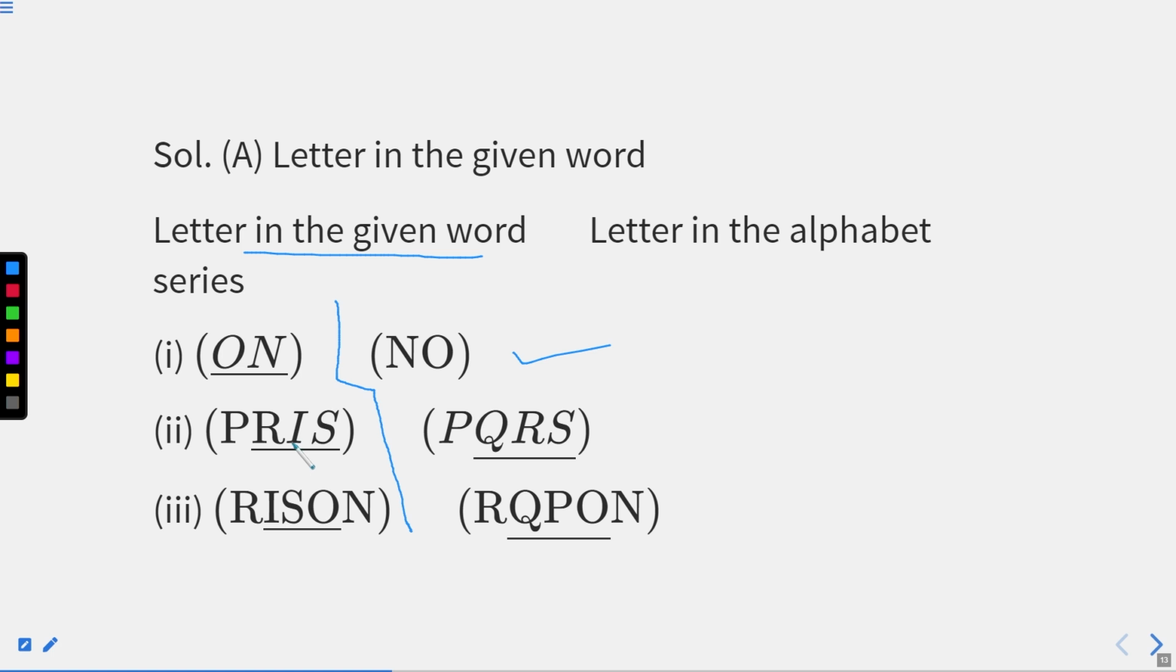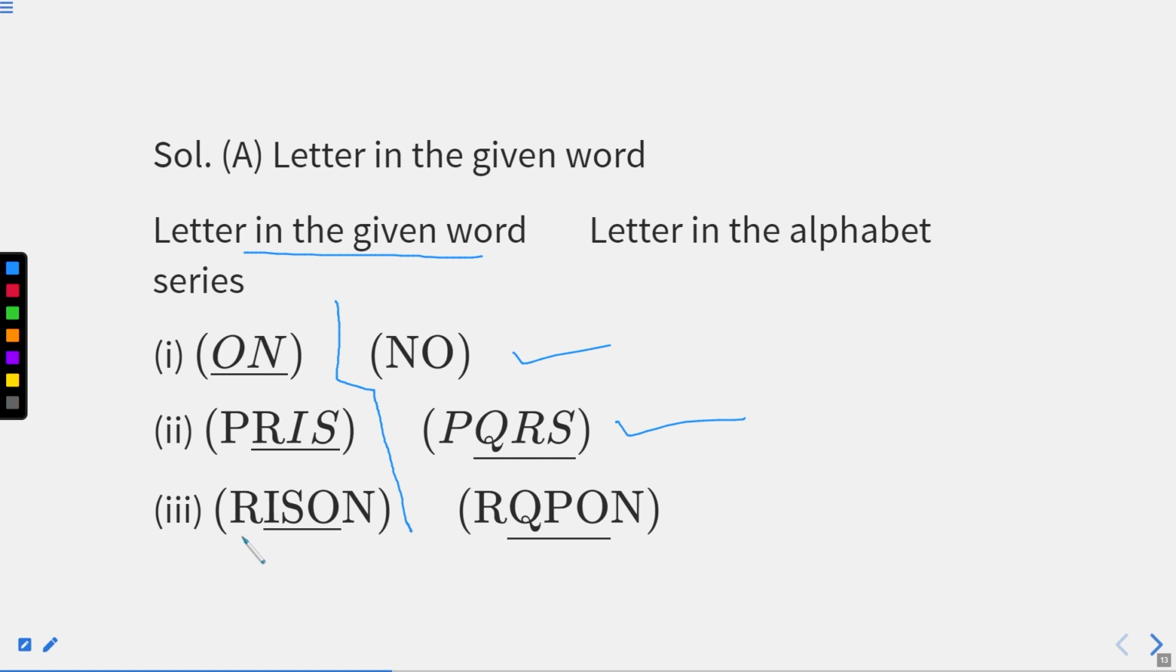In the given word, that is prison, we have PRIS, and in between P and S we have two letters, R and I. And if we talk about the actual alphabetical series, between P and S we have Q and R. So the number of letters between P and S is the same. So again it will form an alpha pair.